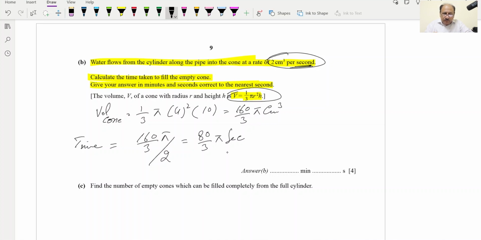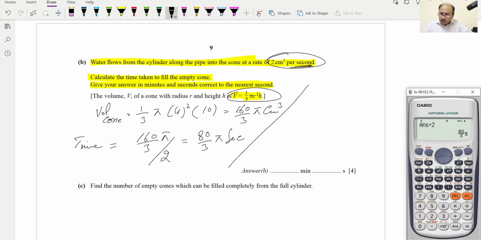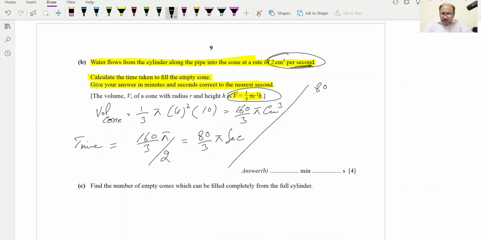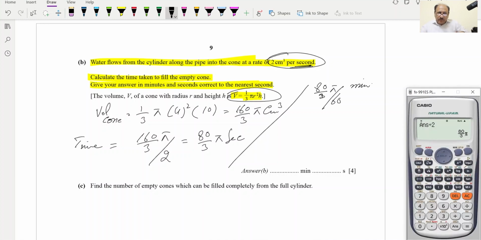So 80 by 3 pi is in seconds, and we need the answer in minutes and seconds, so we don't require only seconds, we have to provide minutes. So what we can do is divide this answer by 60. So 80 by 3 pi divided by 60, and this answer will be in minutes. Now we need to provide it in minutes and seconds, so we will be pressing this time button.